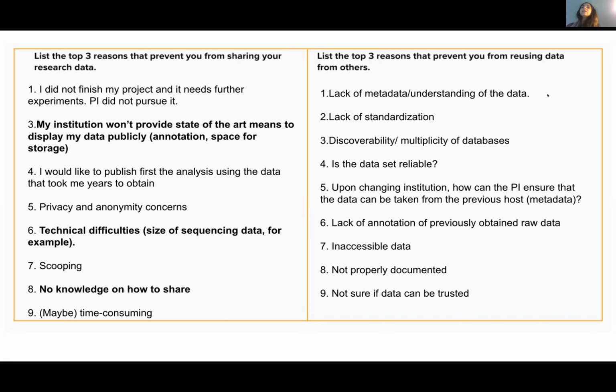But I would like to maybe ask you, so for instance, for the first topic, I did not finish my project and it needs further experiments and the PI did not pursue it. So the reason for not sharing your data as is because you don't think it is valuable in its state, or because you don't want to share the data before you do the analysis and do the final publication. So I don't know which group said this, but I would like to perhaps understand a little bit.